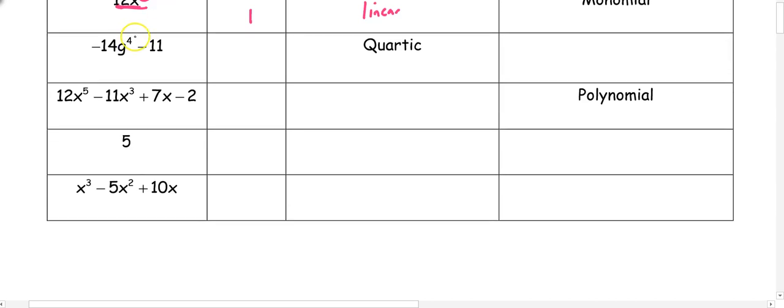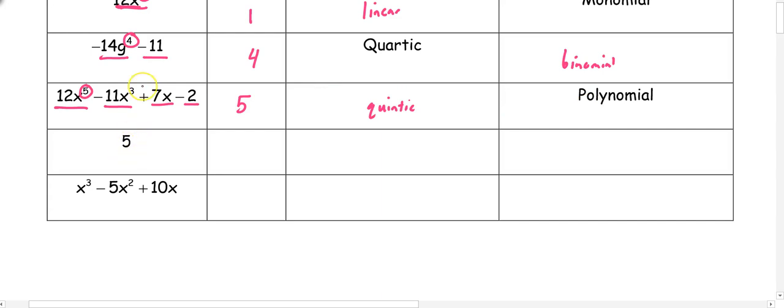The next one has an exponent of 4. So our degree is 4, which means it's a quartic. We also have one, two terms. So this is a binomial. The next one, the highest exponent is 5, which means it's a quintic. If we look at our terms, we have 1, 2, 3, 4, which means it's a polynomial.